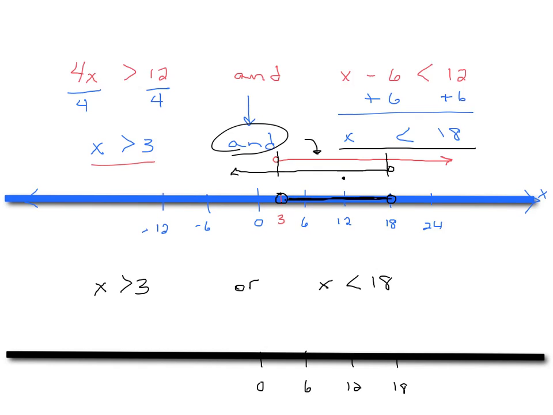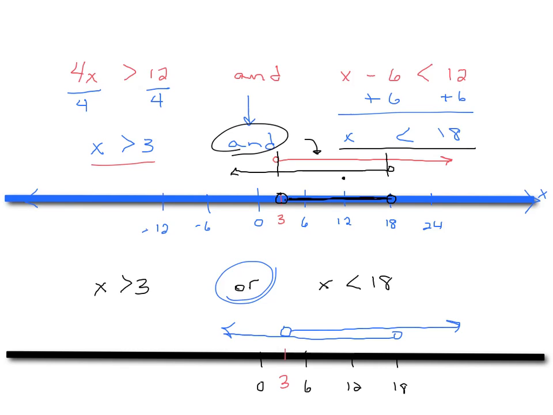If we take a look at the exact same two sentences, we get x is greater than 3, we get x is less than 18, and the only difference is we put an "or" in there. It changes the possible solutions. It doesn't change what x is greater than 3 looks like, and it doesn't change what x is less than 18 looks like. But what it does change is the result. We're looking for any number that works in one or works in the other.